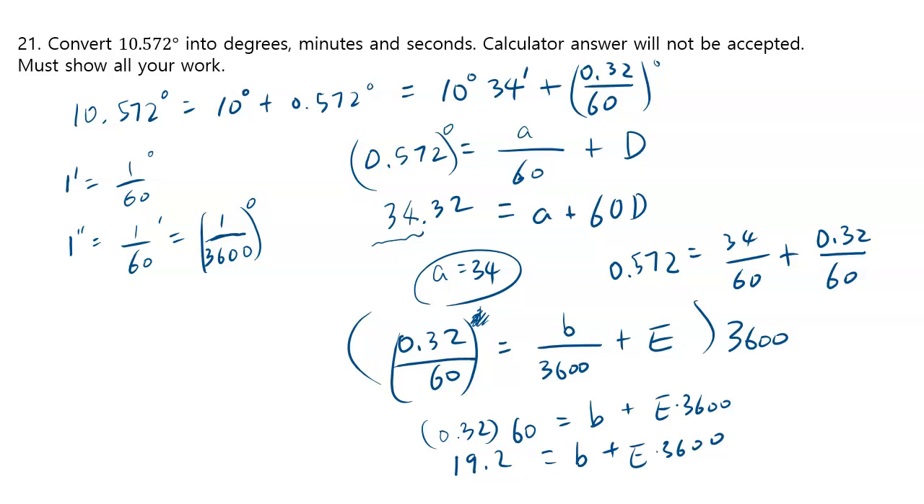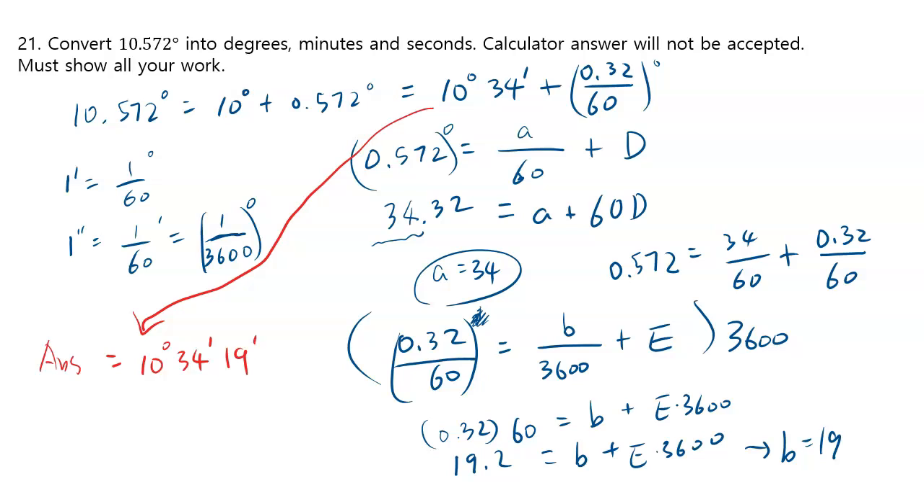And what you end up with is, since B is 19, final answer, let me pick a different color. So the final answer would be 10 degrees, 34 minutes, and 19 seconds. Okay. And I know that some calculators can just calculate this, change it to degrees, minutes, and seconds right away. But the purpose of this question is to make sure that you know the mechanism for doing this, and that's why you need to show all your work about this. Okay.